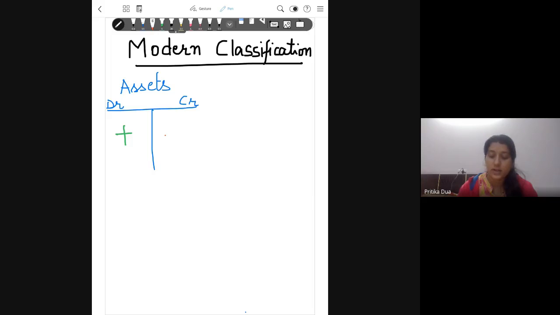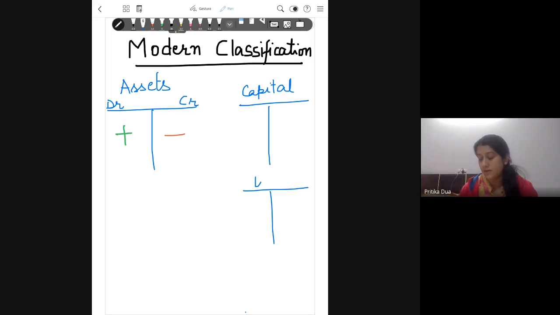Okay. Apart from this, on the right hand side of the equation, we had capital and we had liabilities. So the rule for capital and liabilities is just the vice versa. So debit, credit, debit and credit. Okay. So capital, when it increases in the business, is credited. Again, liabilities, when they increase, are credited. Capital, when it falls, is debited, and liabilities, when they decrease, are again debited.